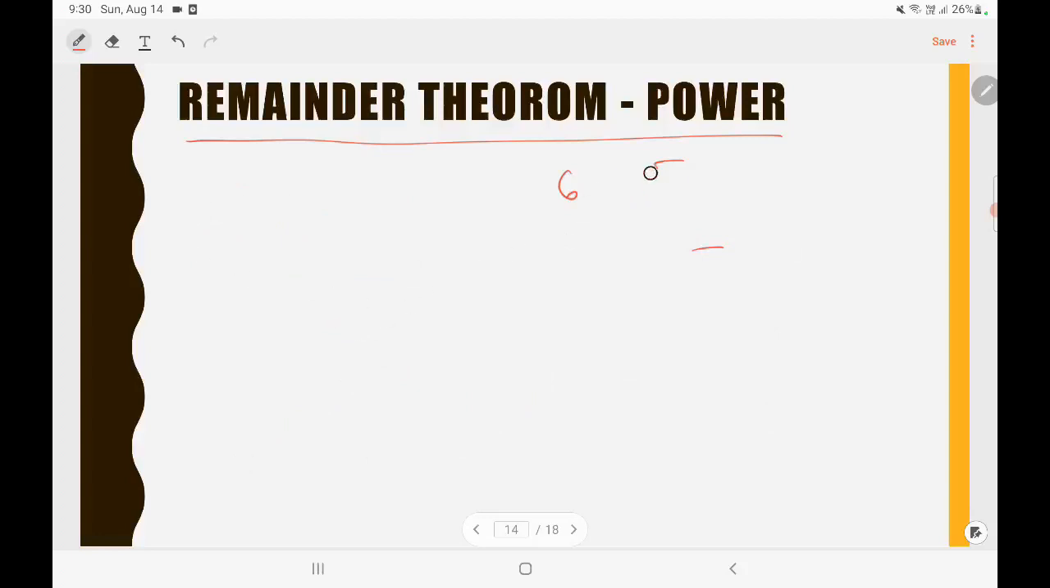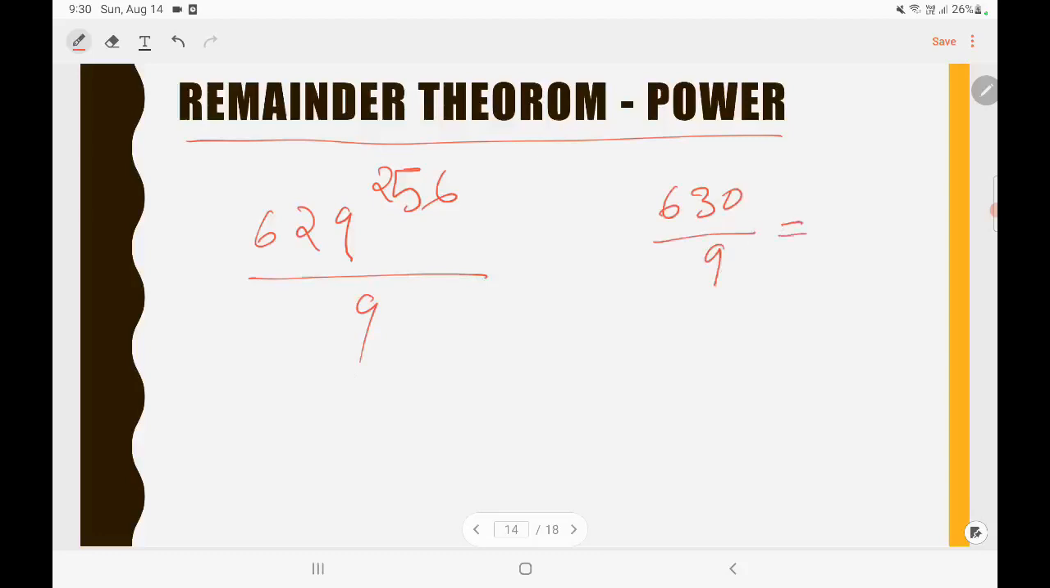So I will give you another example. Let's take another example, that is 629 raised to 256 divided by 9. So we know that 630 is divisible by 9, right? 630 divided by 9 is 70. So 630 is divisible by 9. So 629 raised to 256 divided by 9 means minus 1 raised to 256. So that is equal to 1. So the remainder is 1.